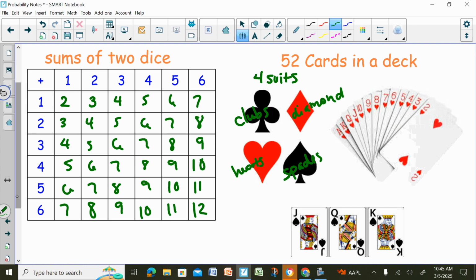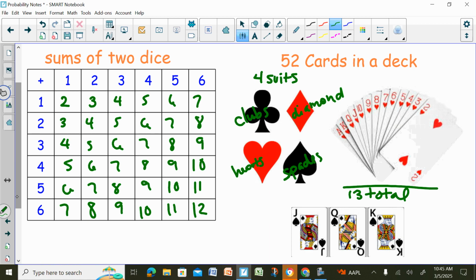There are 2 red and 2 black. That's why we love using it in probability, all the sorts of different combinations. Your cards look like this. So there's 13 total in each suit. And so the 13 times 4 suits is where you get the 52 cards.